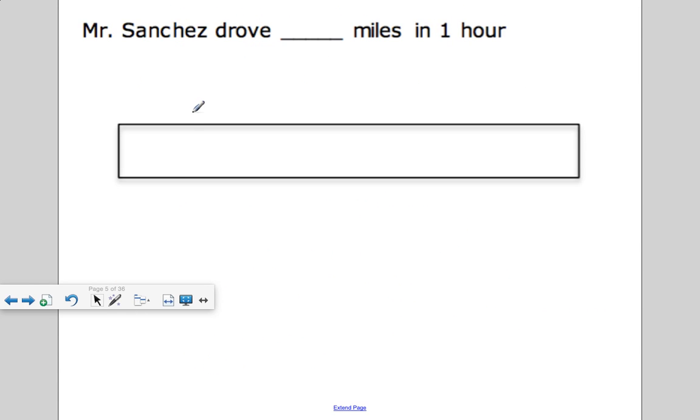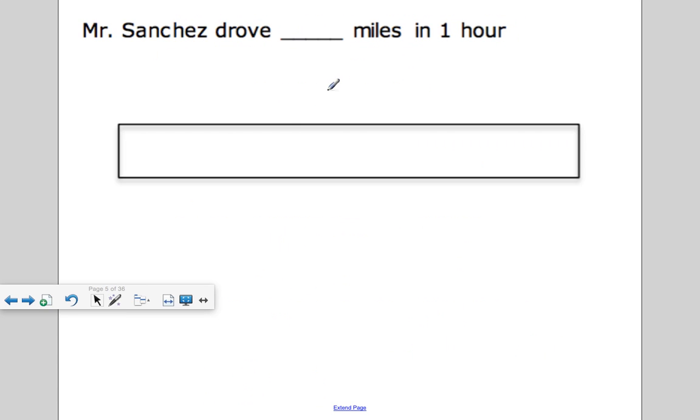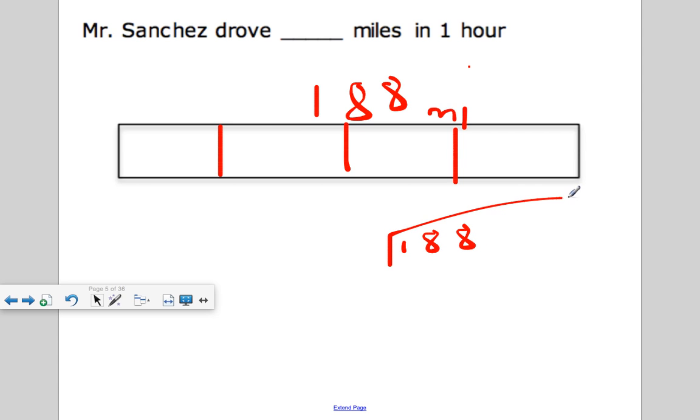So, bar model. Some of you like bar models, some of you may not prefer it, but I will show you. Mr. Sanchez drove blank miles in 1 hour. So Mr. Sanchez did 188 miles in 4 hours. So I need to break this down into 4 sections. How many miles will go to each section? So let's divide: 188 miles divided by 4 hours.